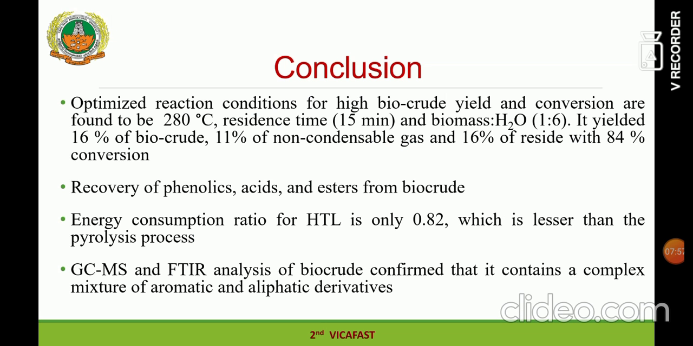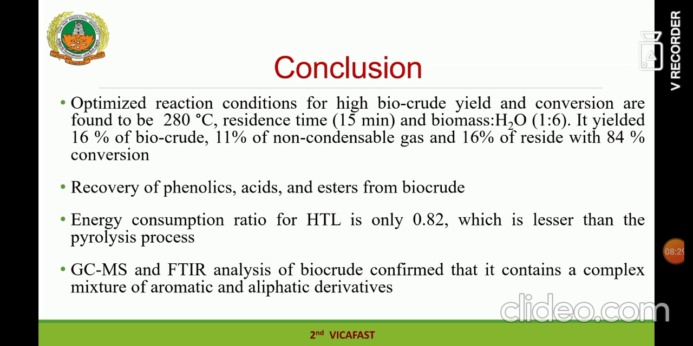The optimized reaction condition is 280 degrees centigrade, time 15 minutes, and biomass-water ratio 1 is to 6, which yields about 16% of biocrude, 11% of non-condensable gas, and 16% of residue with 84% conversion. It was also confirmed that these 11% non-condensable gases can be used as a thermal fuel. That is, it can be burned for heating the biomass in higher scale production.